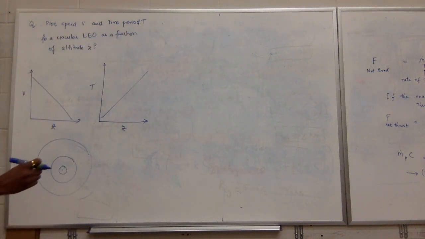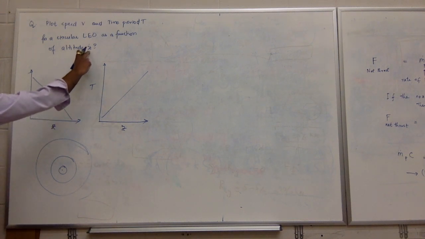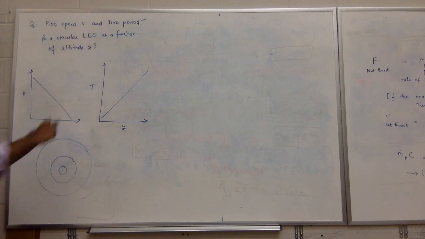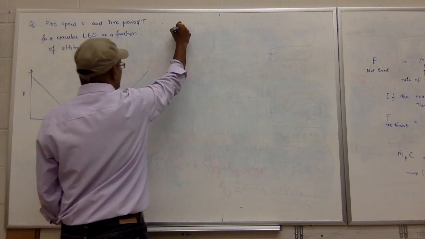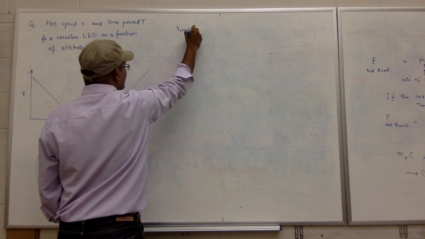Circular orbit, right? How do you correlate these two? As altitude increases, speed. What expression are you going to use? It's R for Z. That is correct. You're going to use simply this. We have done this. V circular is equal to what? Square root of mu over r.